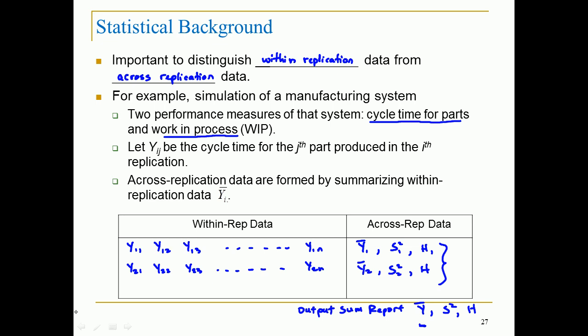And that's what we call replications. Each replication is a different experiment. So for the first experiment, you use a set of arrivals. For your second experiment, you use a different set of arrivals. For your third experiment, you use a different set of arrivals. And then you're able to compute the same performance measure, but under different conditions.